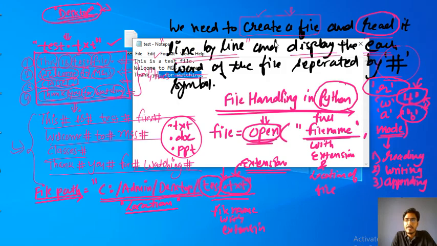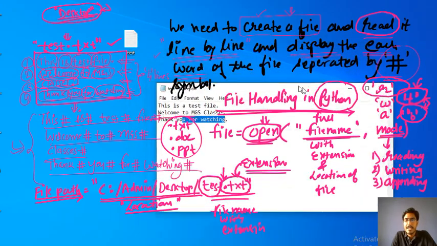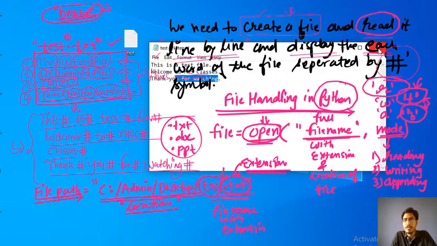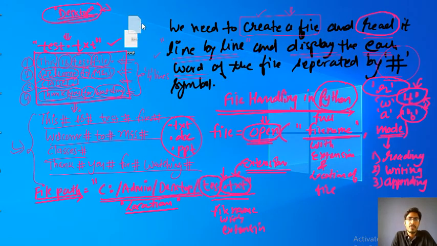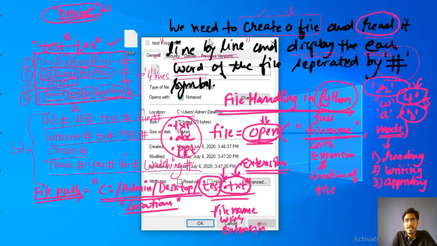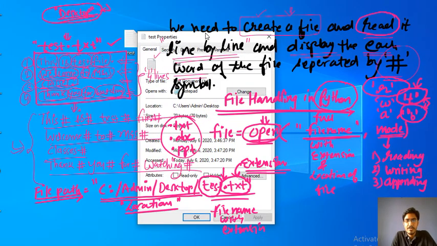Okay, now let me close this file. I have saved this file by pressing Ctrl S, type the text and Ctrl S, and then you close it. Now to know the location of the file, right click on the file and go to the properties. Here you will see the location. You are able to see this is the location.